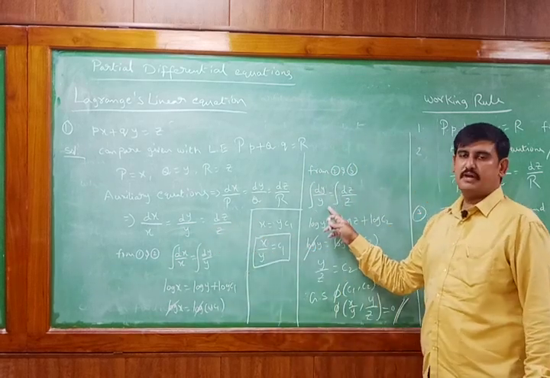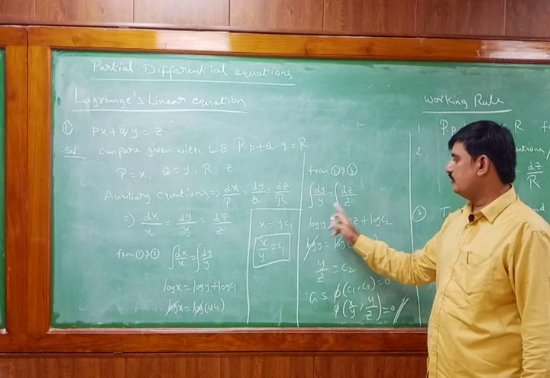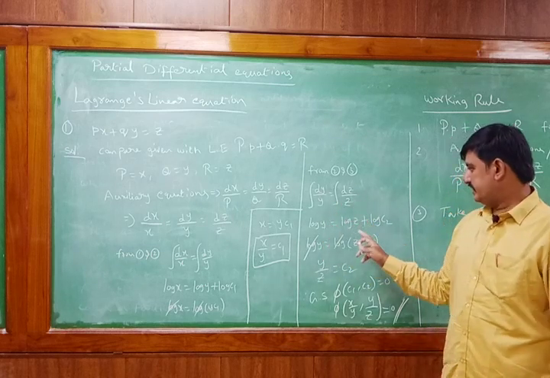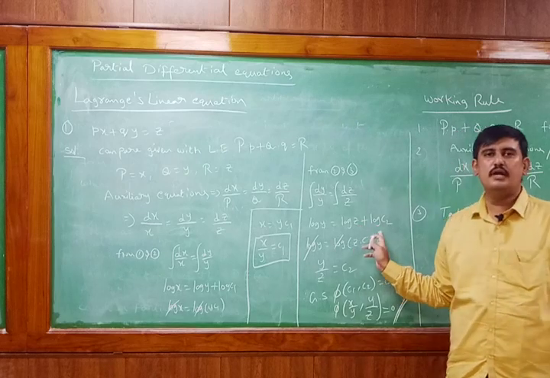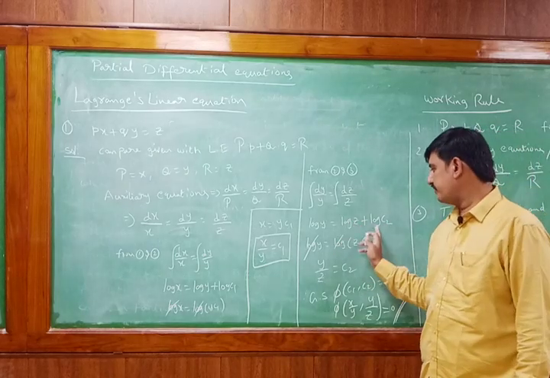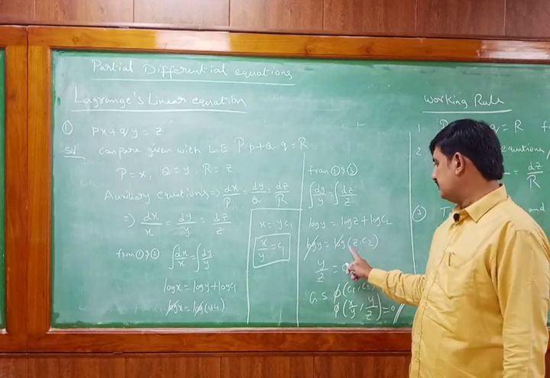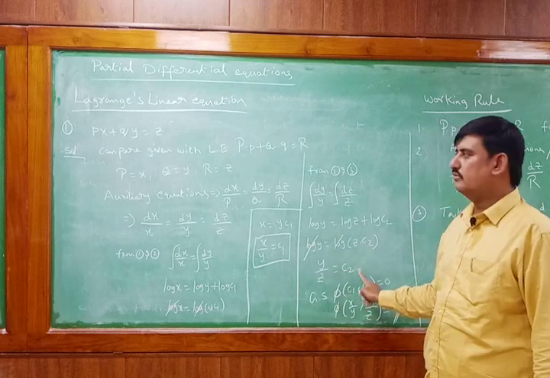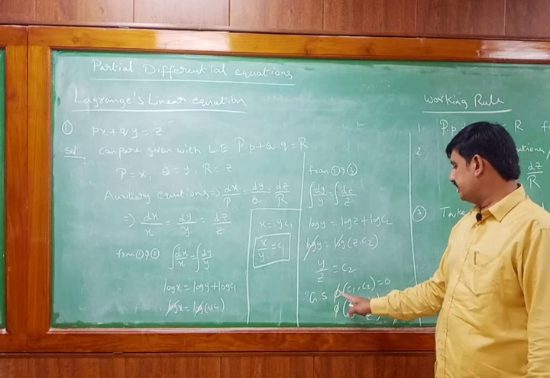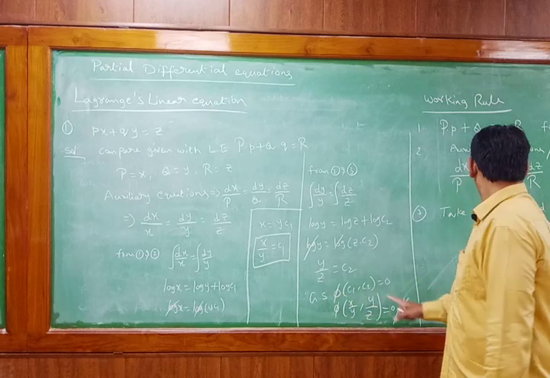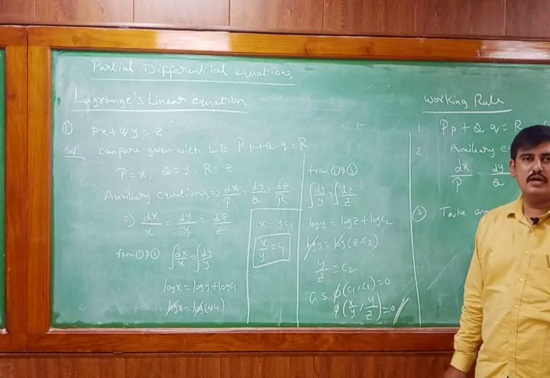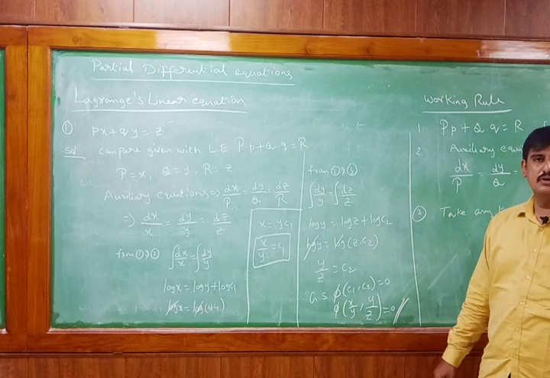So dy by y, dz by z, integrating both sides. 1 by y integration is log y, 1 by z integration is log z, and the constant is log C2. So log a plus log b is log ab. So both side log got cancelled. Y by z is equal to C2. What is my general solution? General solution is phi of C1, C2 equal to 0. So C1 is x by y, and C2 is y by z. That is equal to 0.